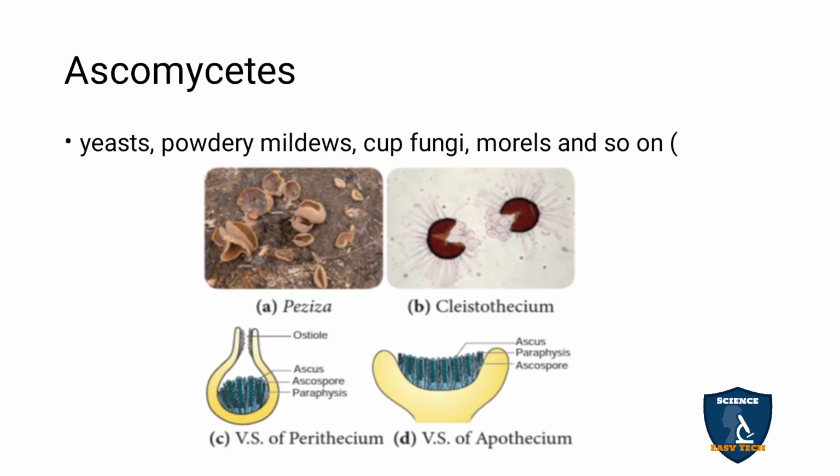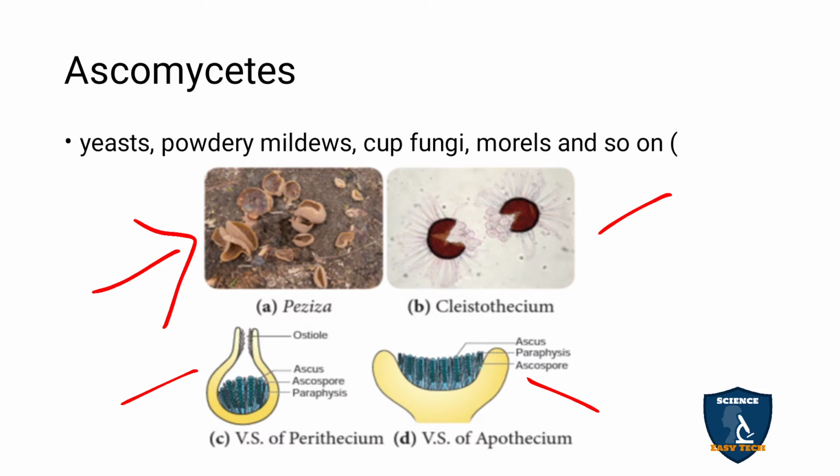Next we move on to Ascomycetes. Some examples of Ascomycetes are yeast, powdery mildews, cup fungi, morels, and so on. This is a Peziza, a cup fungi. The other three are fruit bodies. Cleistothecium is a closed fruit body, and that is perithecium. Perithecium, you can see, is flask shaped.